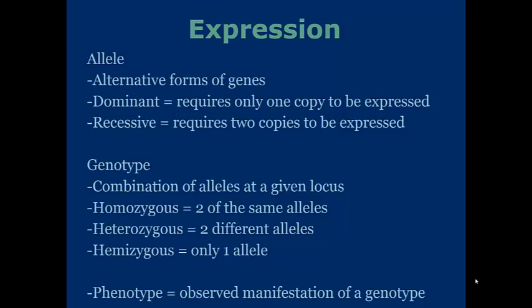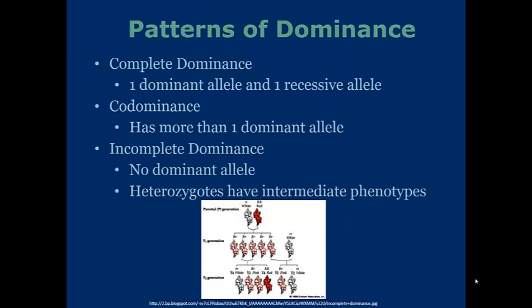Phenotypes are the observed manifestations of a genotype. There are varying patterns of dominance, three in particular. Complete dominance states that one dominant allele and one recessive allele are present. Because of this, the dominant expression pattern is going to be noted. This is the one expression pattern that we generally think of. When there's one dominant allele, it will take over and be the expressed trait.